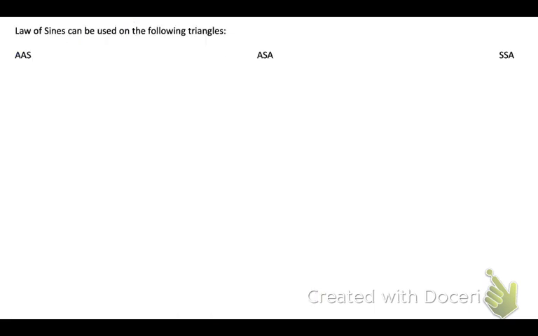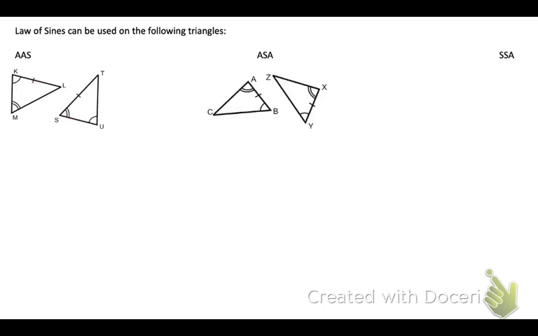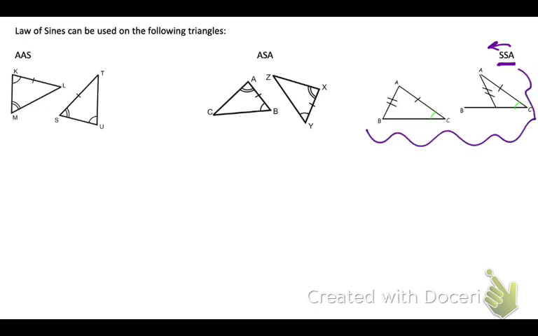Okay. Now, law of sines can be used on the following triangles. It can be an angle, angle, side triangle, so here's our angle, angle, side. Or it can be used on an angle, side, angle triangle, which means the side is between the two angles. Or a side, side, angle triangle. Now these side, side, angle triangles, it spells the swear word if you write it backwards. These ones are kind of a pain. Okay, it's okay. We got it though.